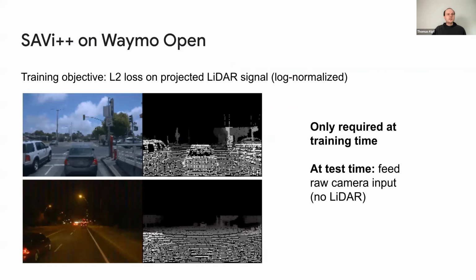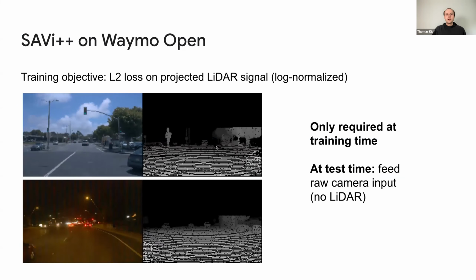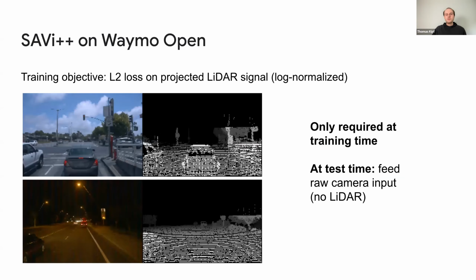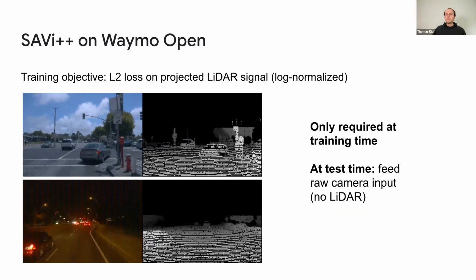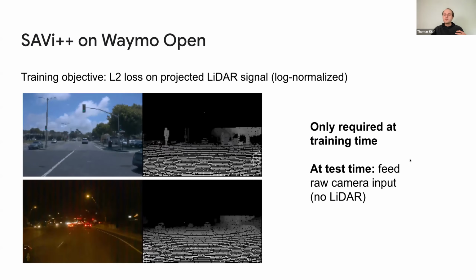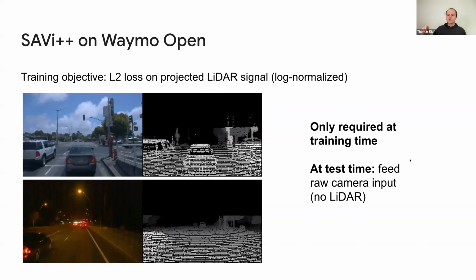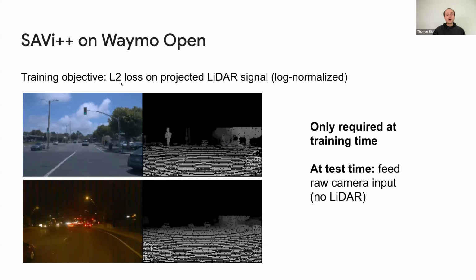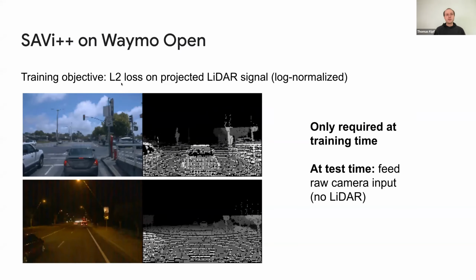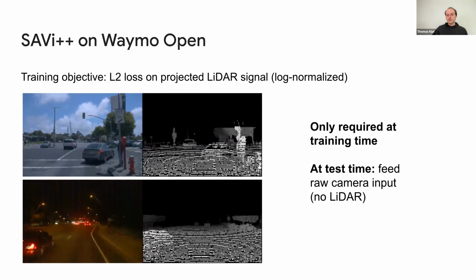And so this is what the data looks like. We have these driving scenes, and the LiDAR is pretty sparse, but we can effectively apply the loss in all the points that we measure. And at test time, we just feed the raw camera input. So at test time, we don't need LiDAR anymore. This is really only used for the training signal. And as I mentioned before, the only loss that is applied in the entire method is just an L2 loss in pixel space on this LiDAR signal.